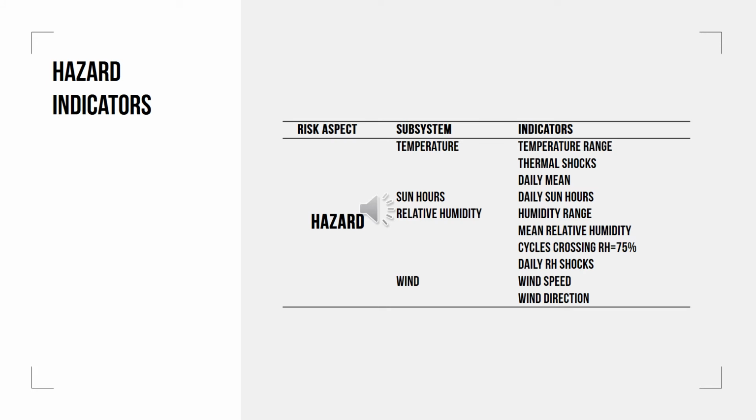Beginning with heat waves as the hazard, the main parameters for its categorization will be temperature, humidity, and sun exposure. The different variations in relative humidity can adversely affect traditional materials. Therefore, humidity cycles and shocks have to be considered.